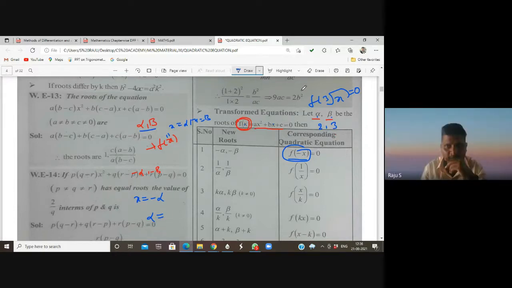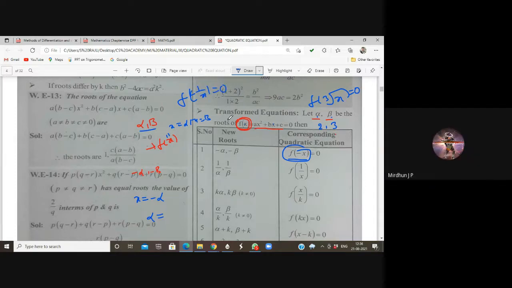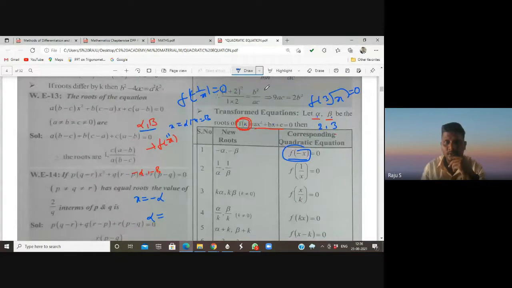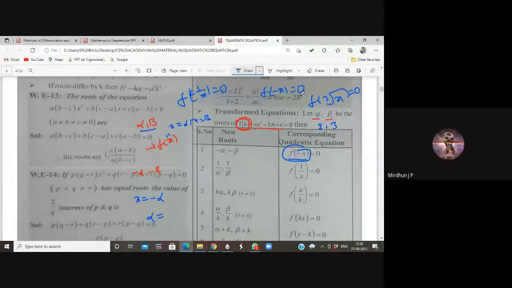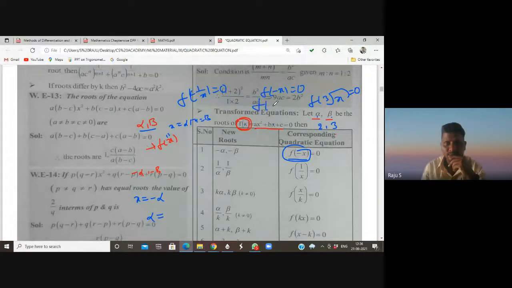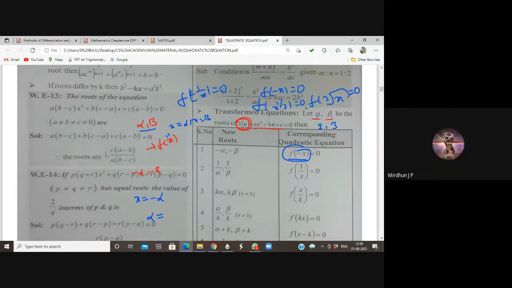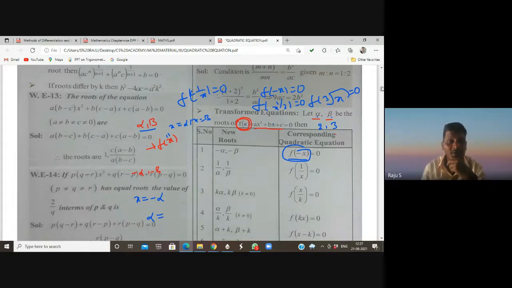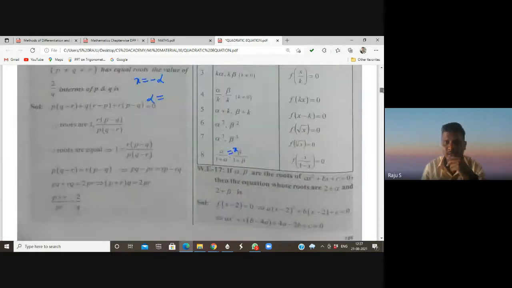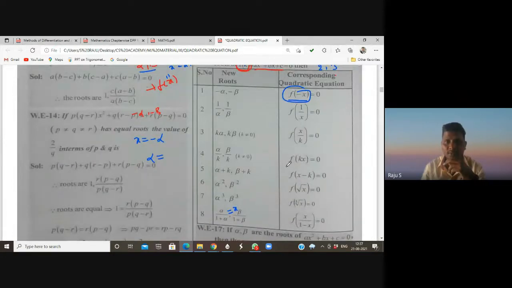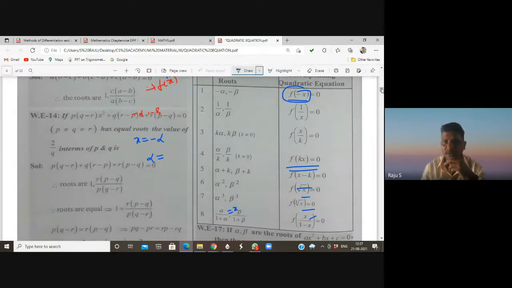That's all, simple. For example, 2, 3 are the roots of f of x is equal to 0. What are the roots of f of 1 by x is equal to 0? 1 by 2, 1 by 3. Simple. Then what are the roots of f of minus x is equal to 0? Minus 2, minus 3. What are the roots of f of x power 1 by 2 is equal to 0? 4, 9. Like that you have to identify. Two roots they may have given, and they may simply give that option. Is that clear? Understood?